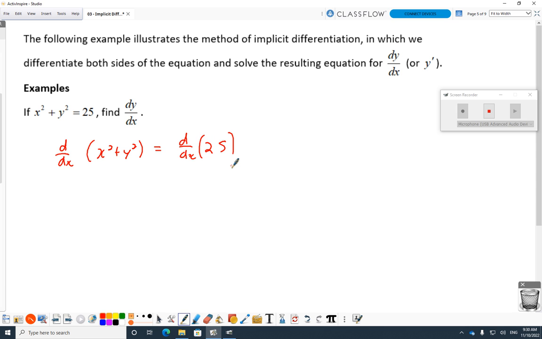So d by dx of x squared, why is that one easy? Because it's in terms of x. So d by dx of x squared is 2x. Good so far. Then d by dx of y squared, 2y, but then dy by dx. And then d by dx of 25 is still 0.